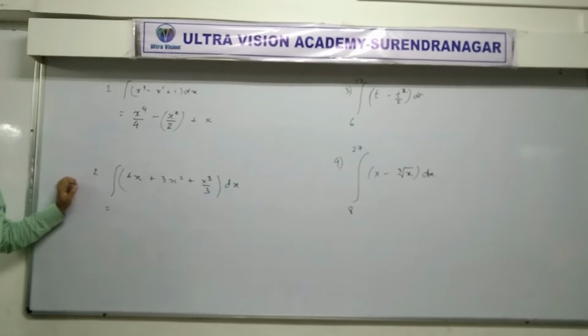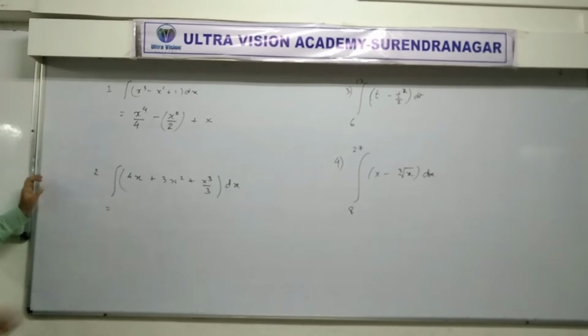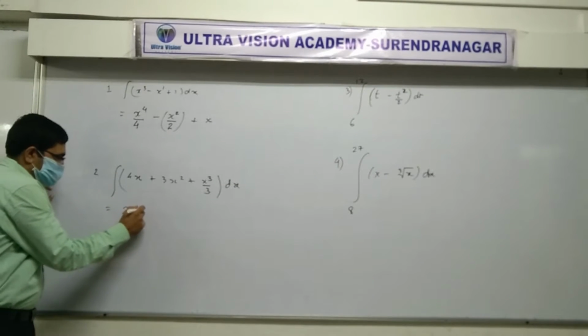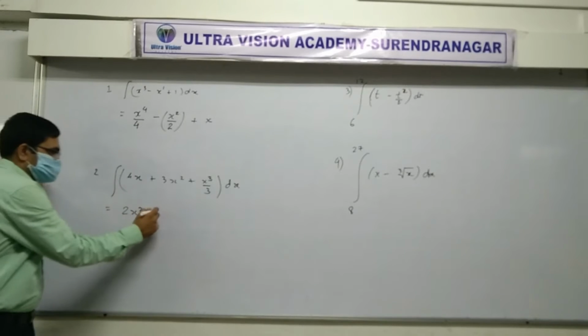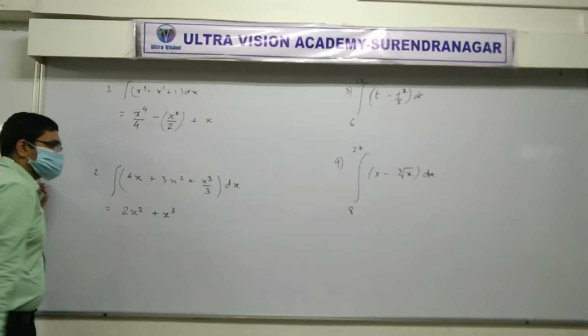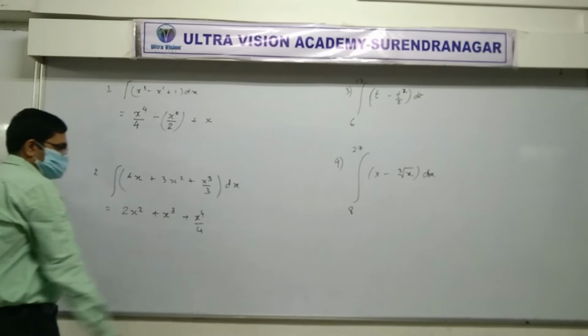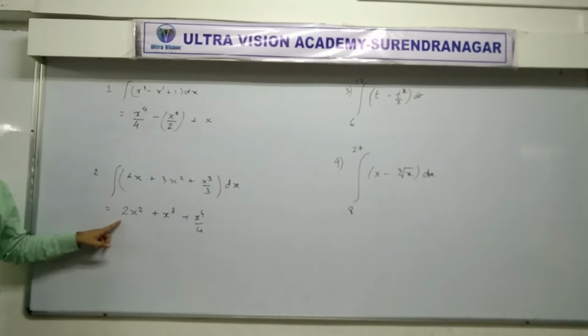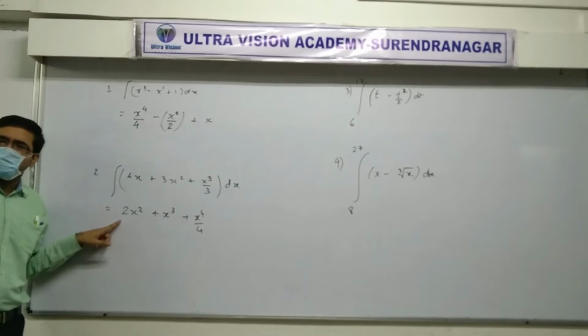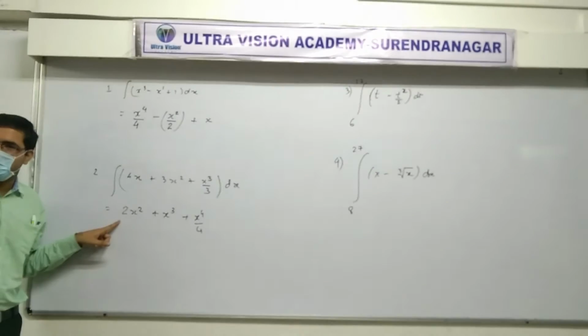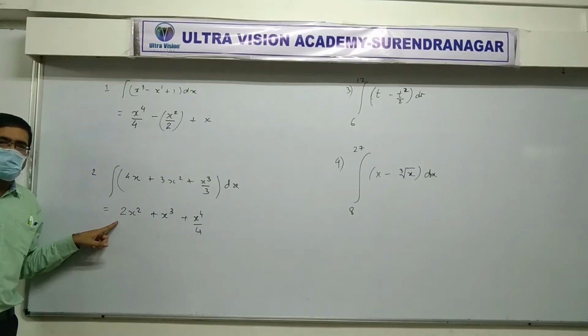What's your answer? First term 2x square plus x cube plus x raised to 4 upon 4. Who agrees with the first term? Who disagrees? Or who gets a different answer?